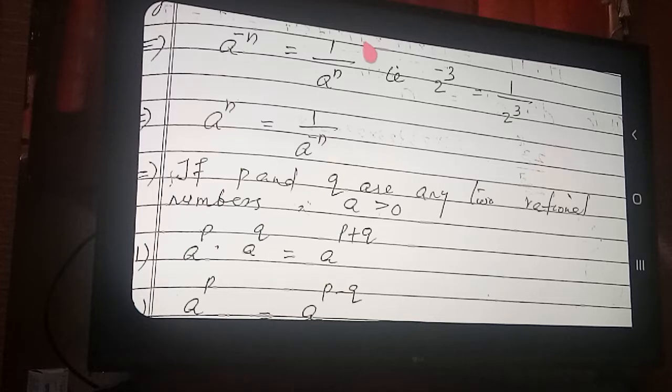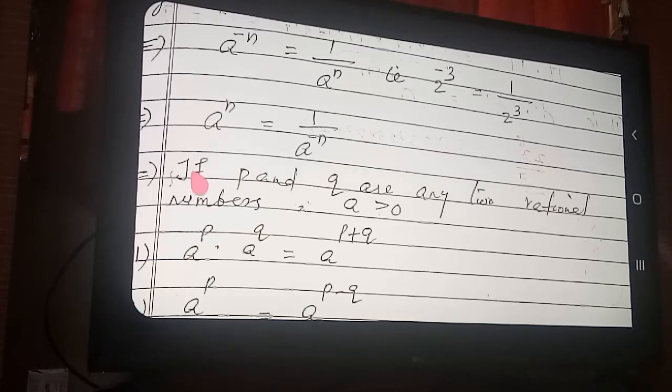Now what is the need to explain the previous formulas? You need those formulas for rational indices also. If P and Q are rational numbers, in that case also we need the formula. That is why I explained the previous formulas. Which ones? Laws of indices, laws of exponents.